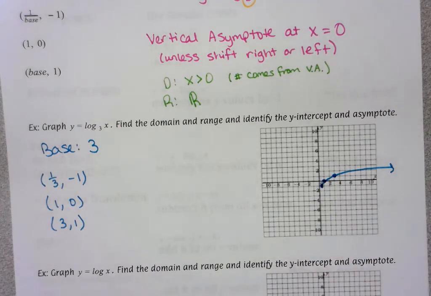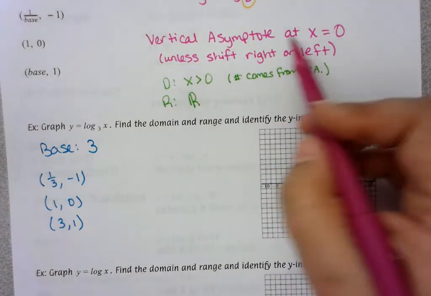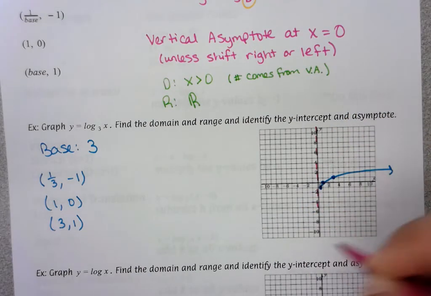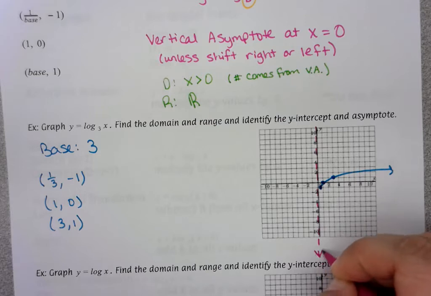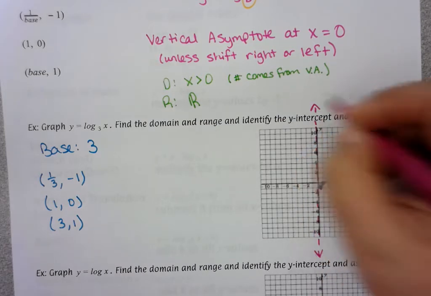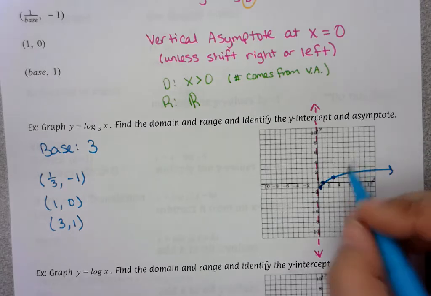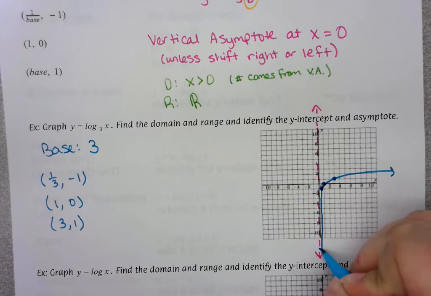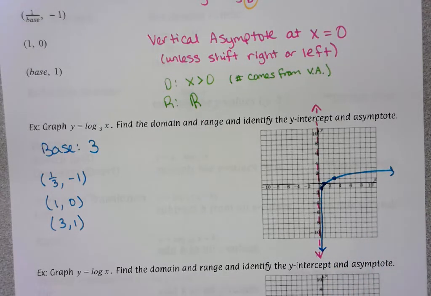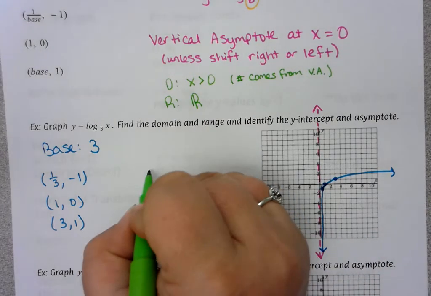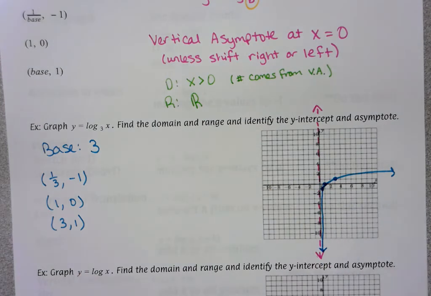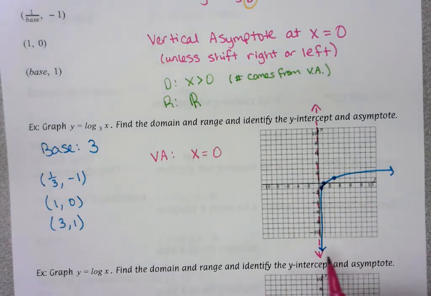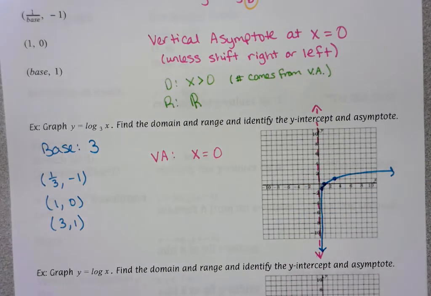So this guy goes like that, but I'm going to take a pause before I graph the rest of this. It has a vertical asymptote at 0. So I'm going to draw that in as asymptotes get drawn in as dashed lines, and this one's vertical, so it goes up and down. So then my graph is going to get very close to that line, but it is not going to touch, nor is it going to cross. So my vertical asymptote is at x equals 0. That's that pink dashed line that I drew.